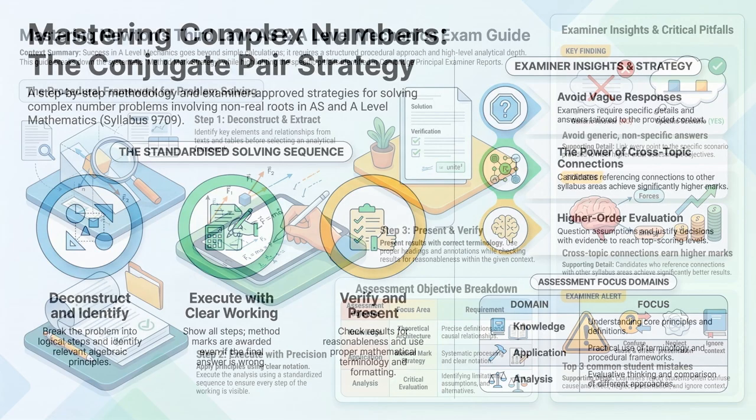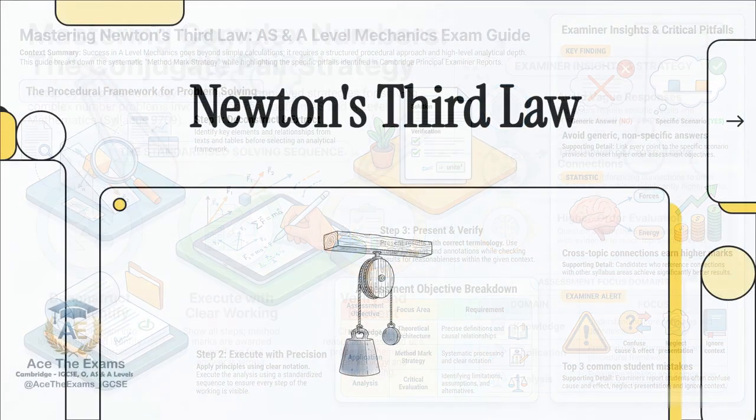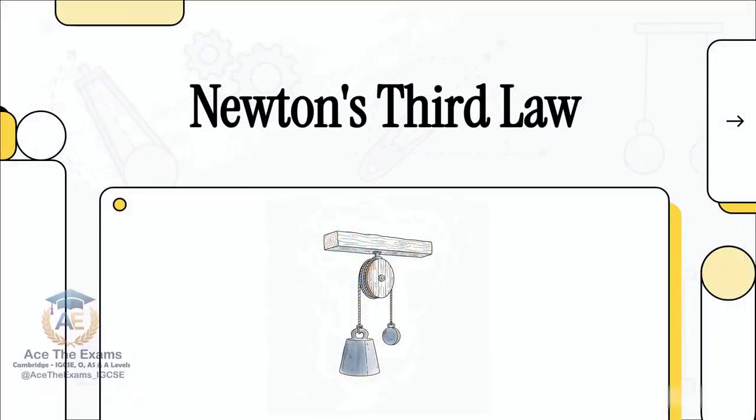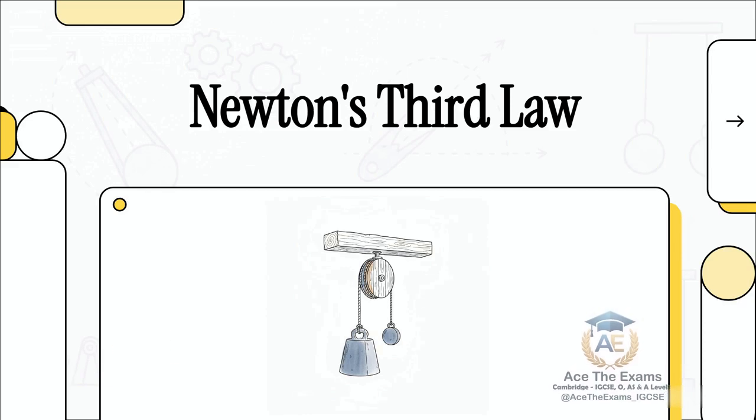Welcome to This Explainer. Today, we're pulling back the curtain on Cambridge AS and A-level mathematics, specifically targeting syllabus 9709 mechanics. Listen, if you've ever felt like achieving top marks in mechanics requires some kind of academic magic, well, you're actually in the right place. Think of structural frameworks as your magic spells. If you cast the right spell, you're going to extract maximum marks.